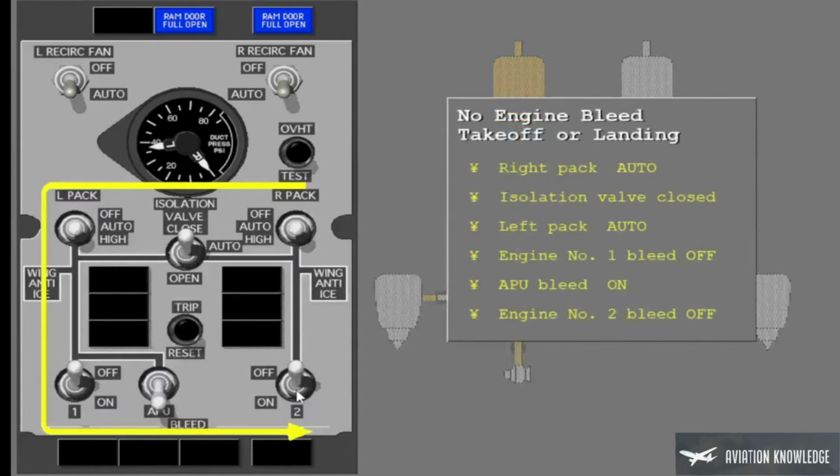This sequence of steps has turned off the bleeds from each engine, while the flow of bleed air continued to at least one pack. The bleed air system is now set for a no-engine bleed takeoff or landing. Review the steps, then press the green arrow to continue.